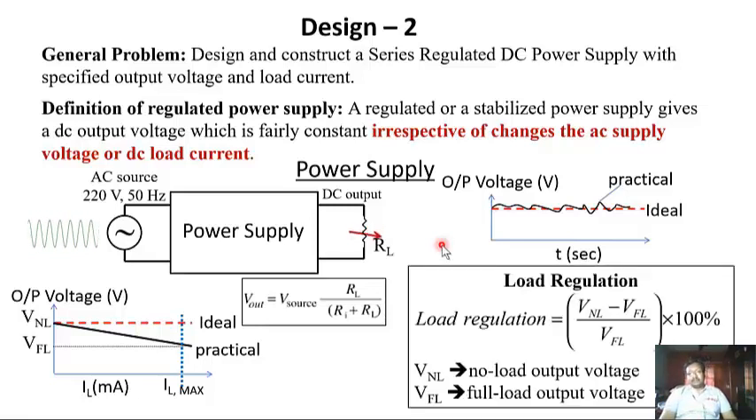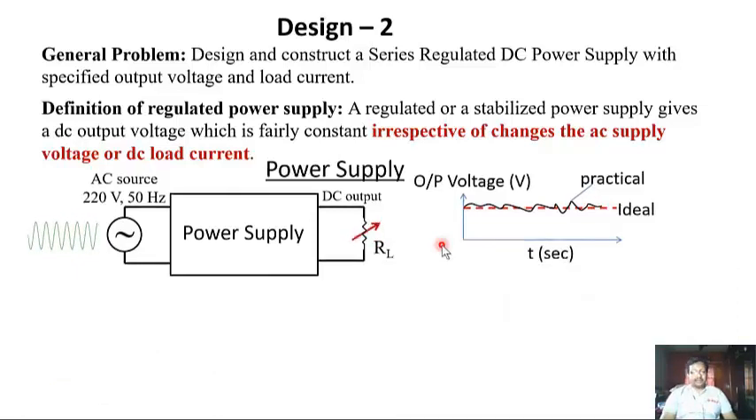Now, for a practical power supply, one can calculate the load regulation, which is defined as (VNL minus VFL) by VFL into 100, where VNL is the no load output voltage and VFL is the full load output voltage. That is the measure of how free your power supply is from load variation. Ideally, load regulation should be 0.